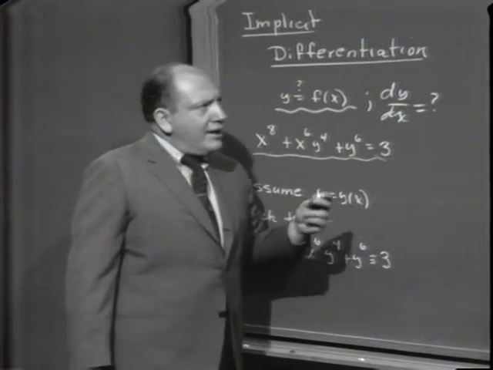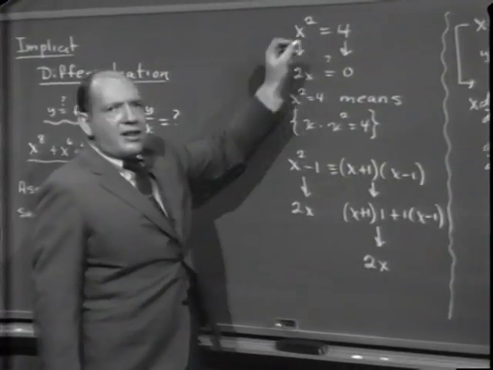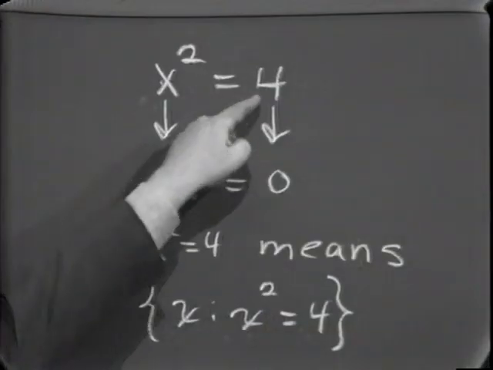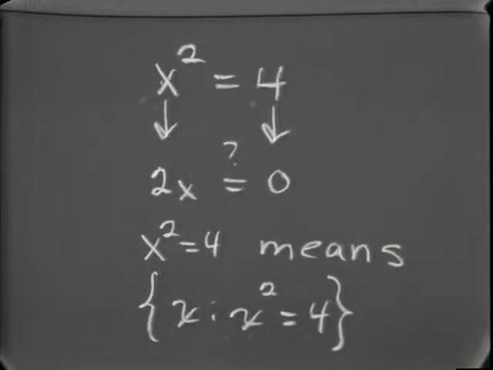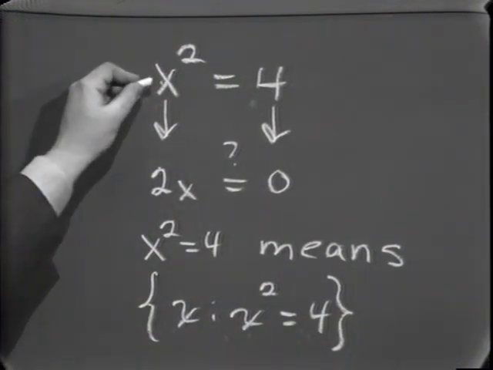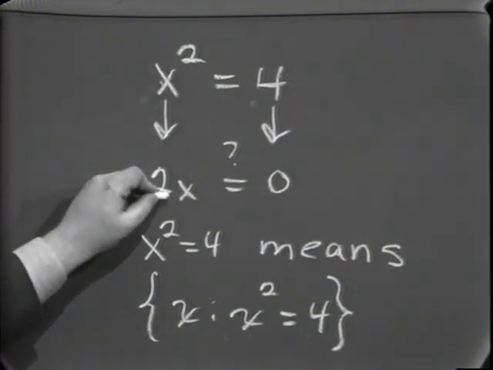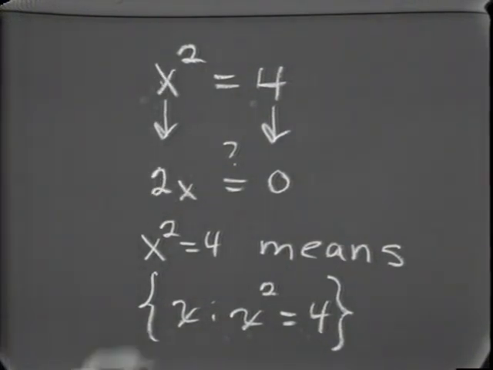For example, let's take a look at an expression such as x squared equals 4. You say, these two things are equal, and if I do the same thing to equals, I get equals. So the fellow says, I think I'll differentiate both sides of this equality. If he differentiates x squared, he gets 2x. And if he differentiates 4, he gets 0.